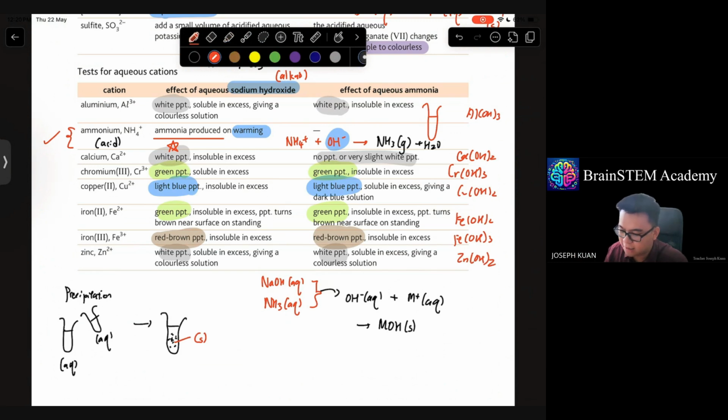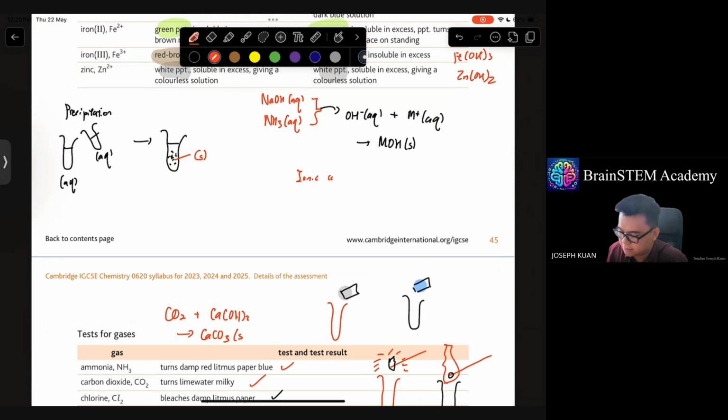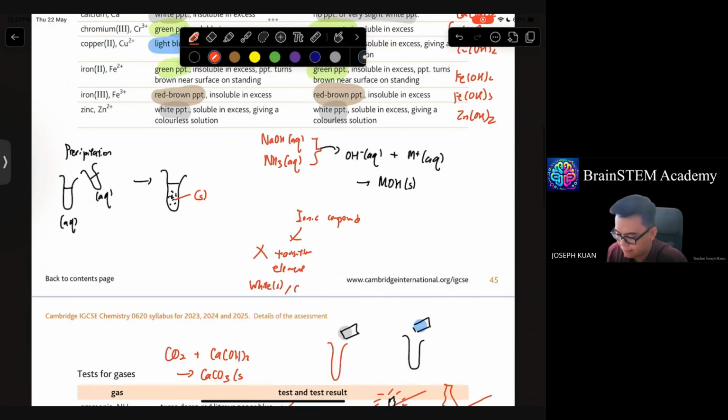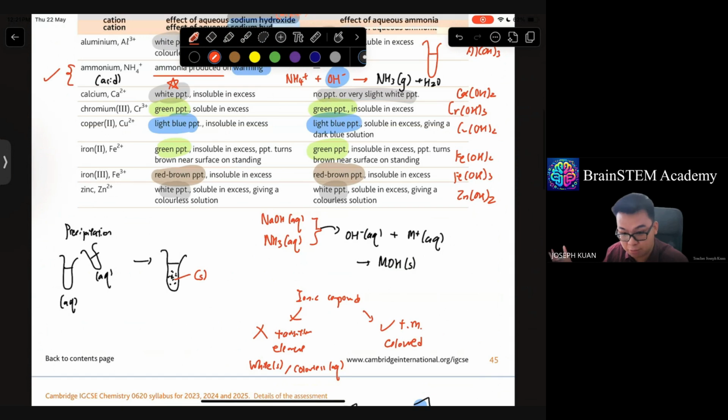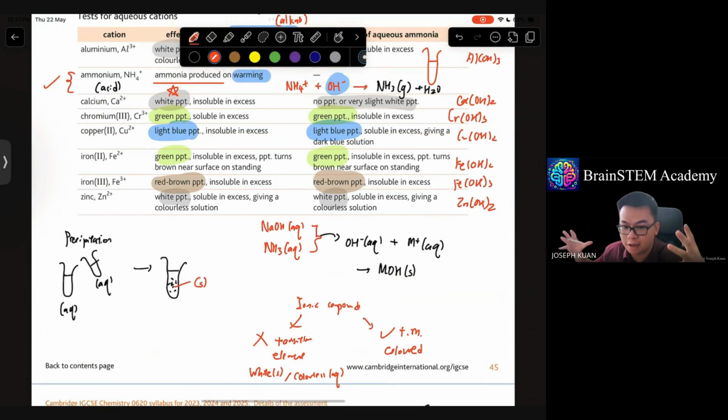So one is that if it doesn't contain a transition element, like transition metal ion, that means most likely it is white when solid or colorless when in solution. But if it does contain a transition element, then it will be colored most likely, right? There are exceptions for the rule, but in the IG syllabus, usually there are not many exceptions. That's why chromium 3 hydroxide is green, copper 2 hydroxide is blue, iron 2 hydroxide is green, iron 3 hydroxide is brown.